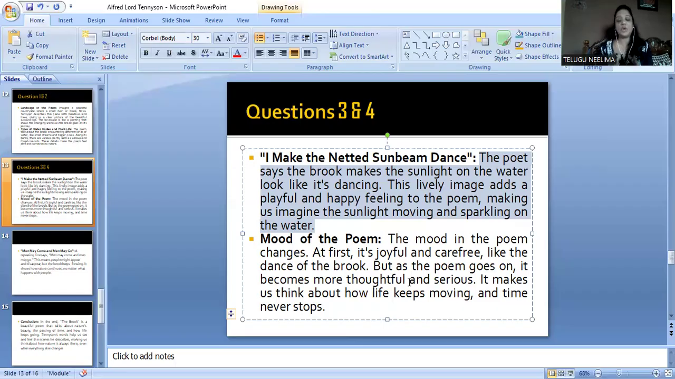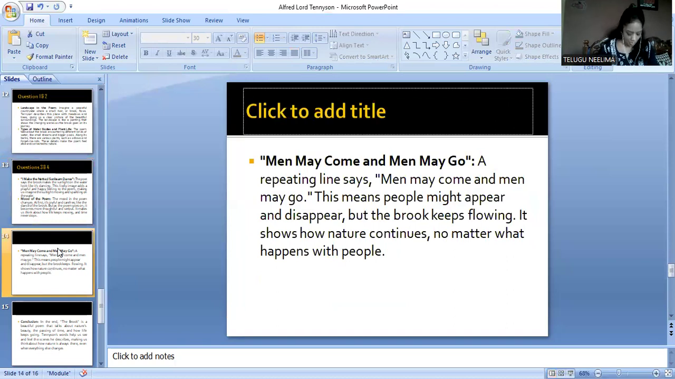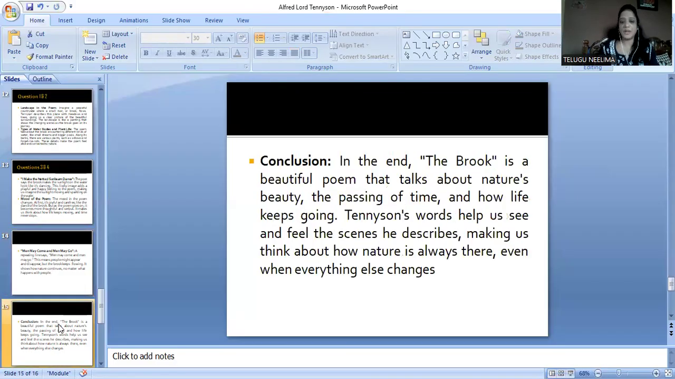See, I'm just giving you a clue here to frame your answers. Putting them in a proper and logical order is up to you. And this is "Men may come and men may go." This is also a question on the same page 44. What is the meaning of this? I told you very clearly, people might appear and disappear, but as a brook, I keep on flowing because my final objective is I just want to reach the brimming river. That's it. And conclusion. That's what I'm trying to tell you.